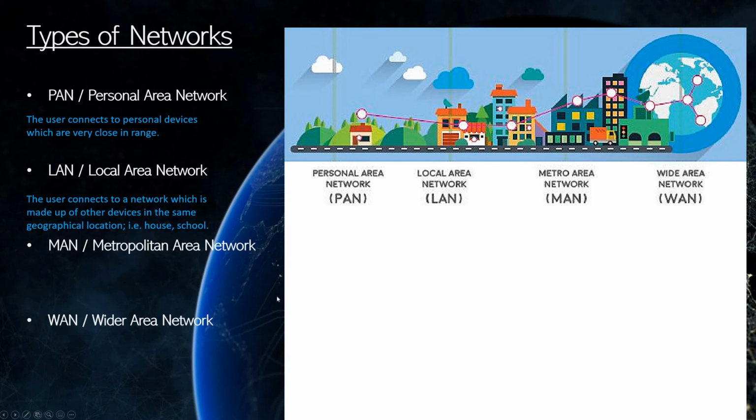network. So this is called a MAN, a Metropolitan Area Network, and this is for users that are connected to a network which is made up of other devices in a larger geographical location. So London, for example, might be considered a MAN, a Metropolitan Area Network. Paris might be the same thing, or if not the entire city of London, it could be individual boroughs that are connected to a metropolitan area network.